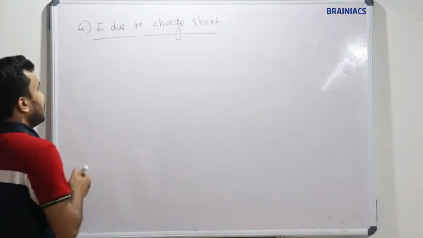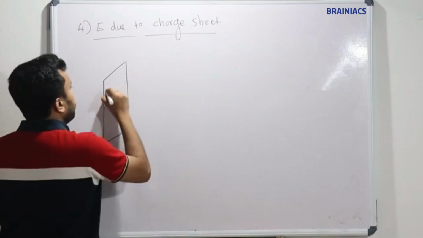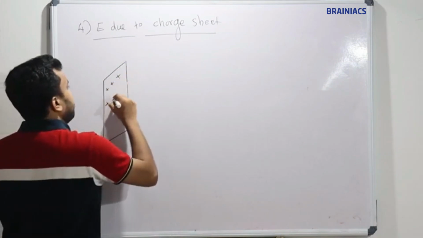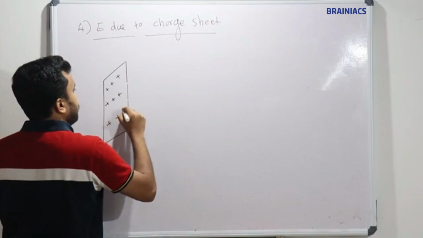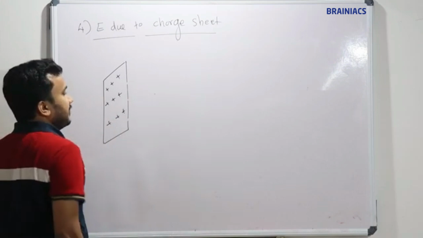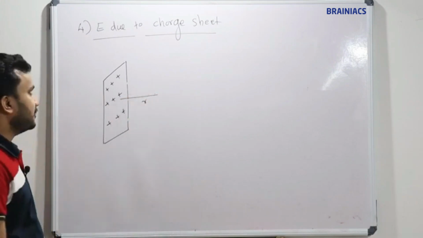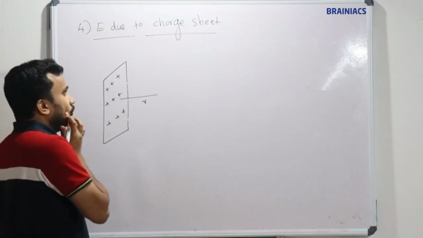So let's consider a sheet of charges. Okay, so we have a positive charge sheet, and we need to find the electric field at a distance r from here. For example, I need to find the electric field intensity. In order to apply Gauss's law, what do we need?